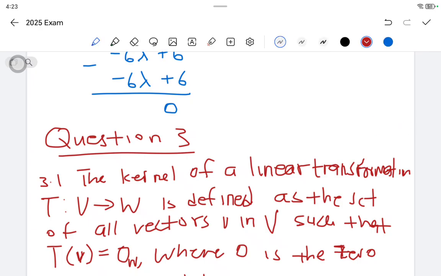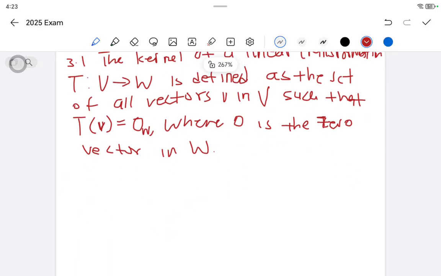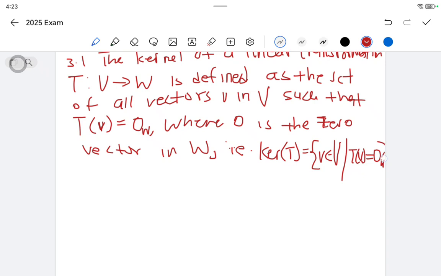Now you're also allowed to write whatever I've written there like this: the kernel of T is equal to the set of v in V such that T(v) equals 0. Do you agree here?